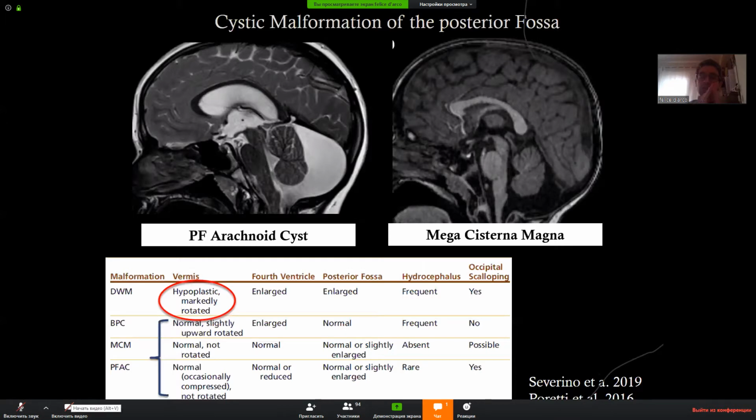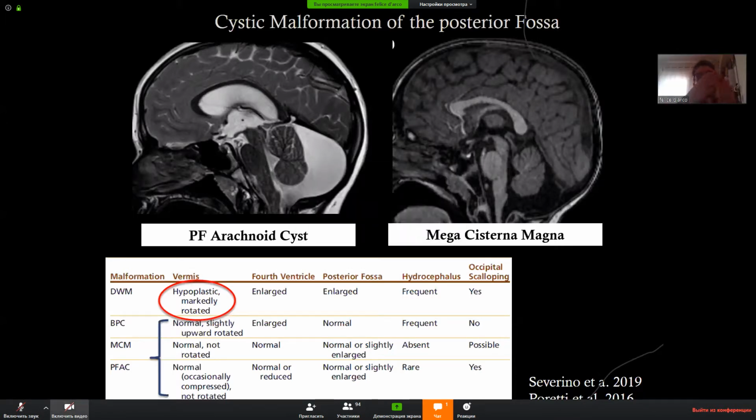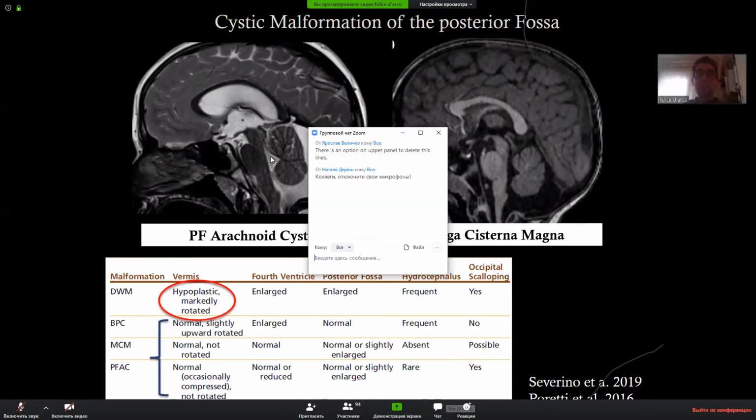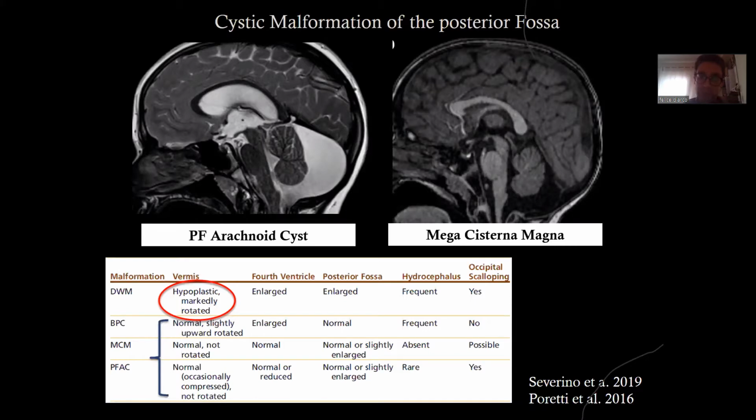The reason why this is enlarged is because during development, this Blake pouch should perforate and allow the vermis and the cerebellum to close along the brainstem, so creating the shape of the fourth ventricle. When this doesn't happen, you will have this persistent Blake pouch cyst, and you can have hydrocephalus in a lot of cases, not all of them, but in a lot of cases.